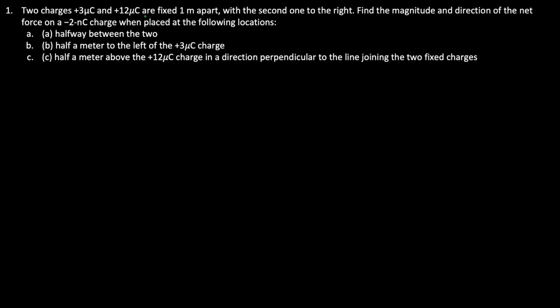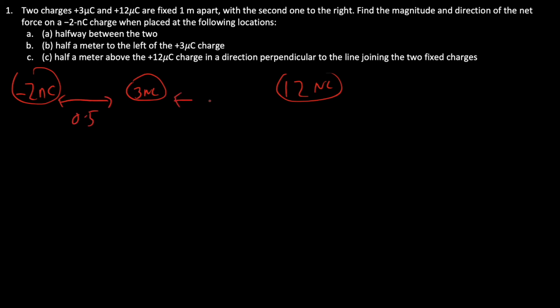Now let's do part B. Now the negative 2 nanocoulomb is placed half a meter to the left of the 3 microcoulomb charge. So here is the 3 microcoulomb, here is the 12 microcoulomb, and here is the negative 2 nanocoulomb. Half a meter is 0.5 meters, and we know the 3 microcoulomb charge is 1 meter away from the 12 microcoulomb charge. Oops. Here is a negative charge, a positive charge, a positive charge. So the 2 positive charges are going to attract the negative charge.